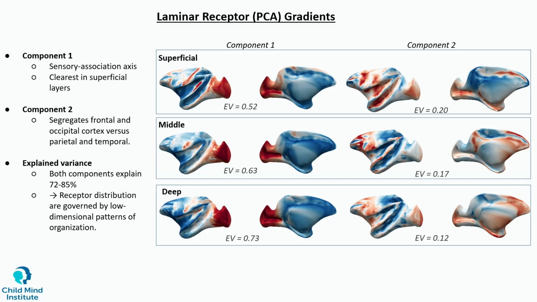Component 2 seems to have some elements of the default mode network, like the precuneus, but also seems to segregate occipital lobe from frontal cortex. So this one, I think, warrants more investigation. It's very interesting. And what's also really cool here is that if you look at the explained variance of both components together, we have between 75 to 85% explained variance, which seems very high. And so it really suggests that receptor distributions are governed by low-dimensional patterns of organization.